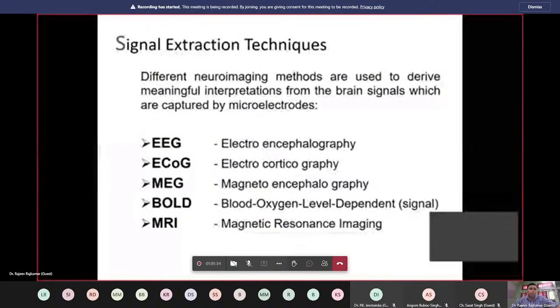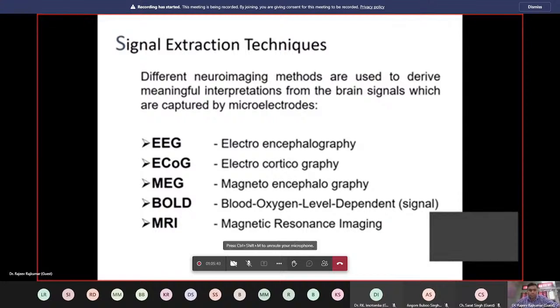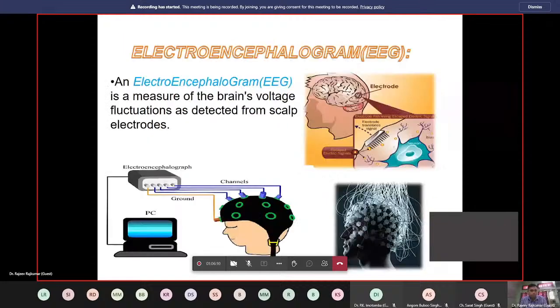There are different techniques for extracting this kind of signal. Different neuroimaging methods are used to derive meaningful interpretation from the brain signals, which are captured by microelectrodes. These electric pulses can be captured by different methods. The first is electroencephalography, and there is also electrocorticography. But in the brain-machine interface, usually to connect to a computer, EEG is normally used. The electroencephalogram, EEG, is a measure of the brain's voltage fluctuation as detected from scalp electrodes. You can see this clearly in the figure or the diagram.